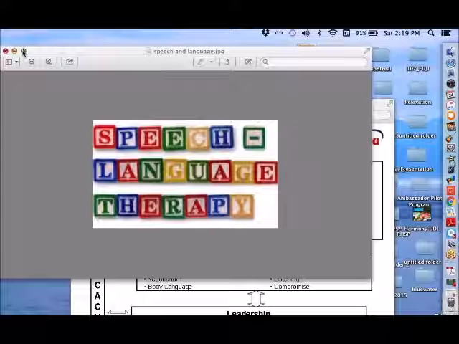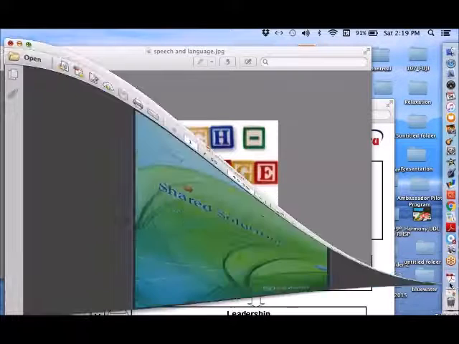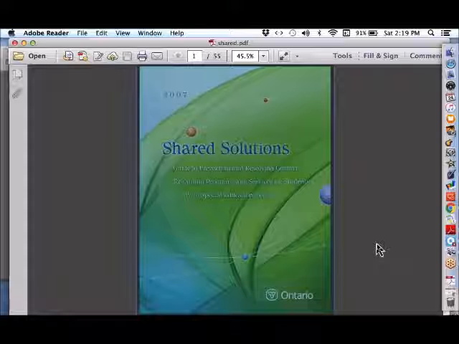We also examined the role of the speech and language pathologist. It's very helpful to have an idea of what these professionals do and how they support us in our work with our students. We also touched on the topic of parent advocacy.